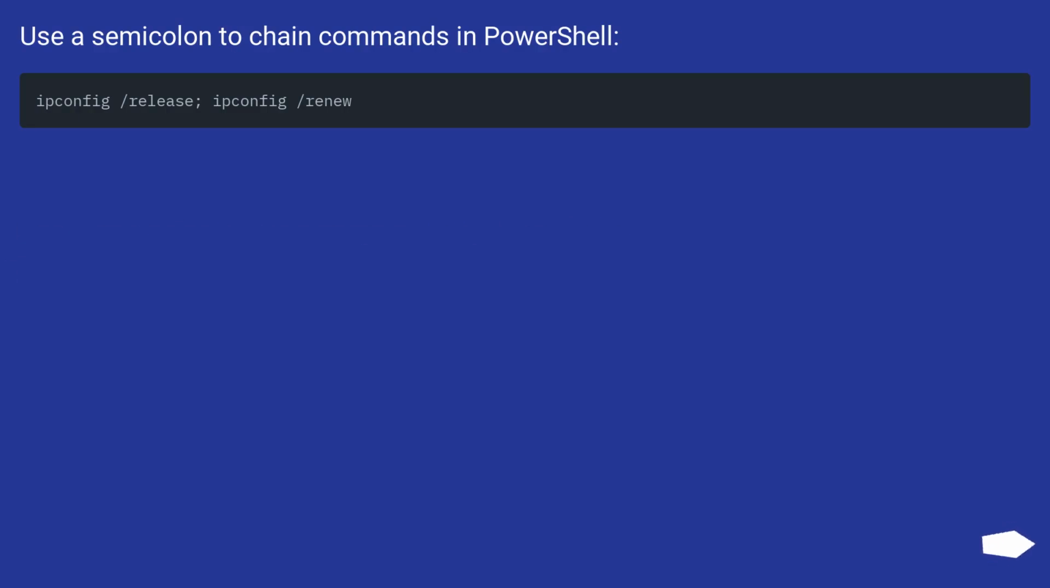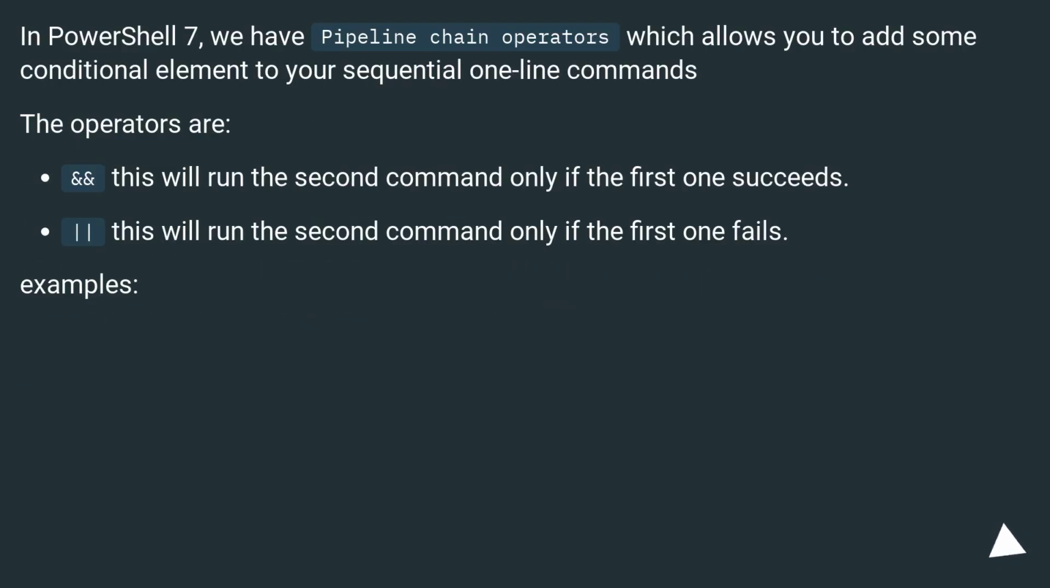Use a semicolon to chain commands in PowerShell. In PowerShell 7, we have pipeline chain operators, which allows you to add some conditional element to your sequential one-line commands. The operators are &&, and this will run the second command only if the first one succeeds. Vertical bar vertical bar, this will run the second command only if the first one fails.